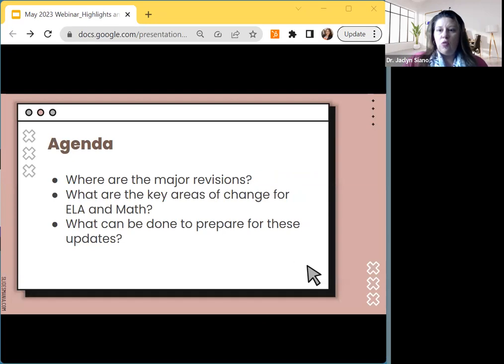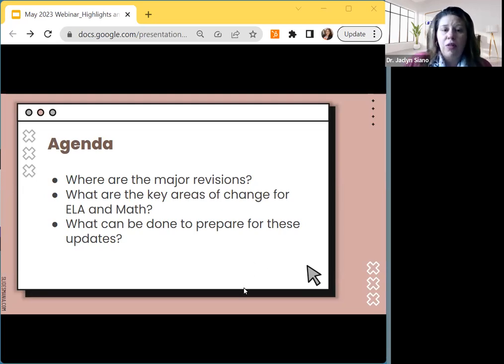So our agenda for today is talking about the major revisions, which happen to be in ELA and Math, and then specifically towards the end, talking about what we can do as administrators and teachers to prepare for these as they are coming down the pike.